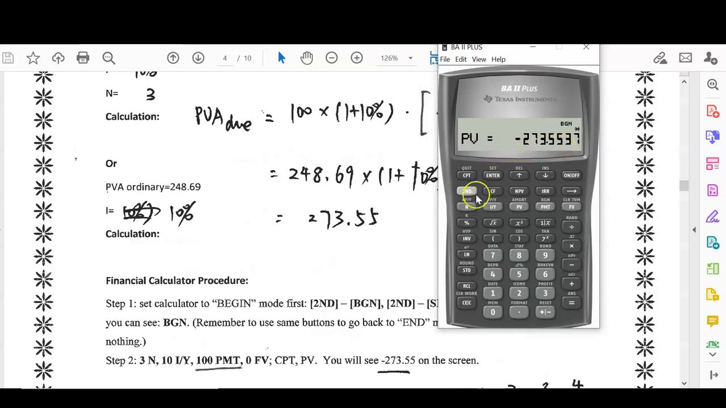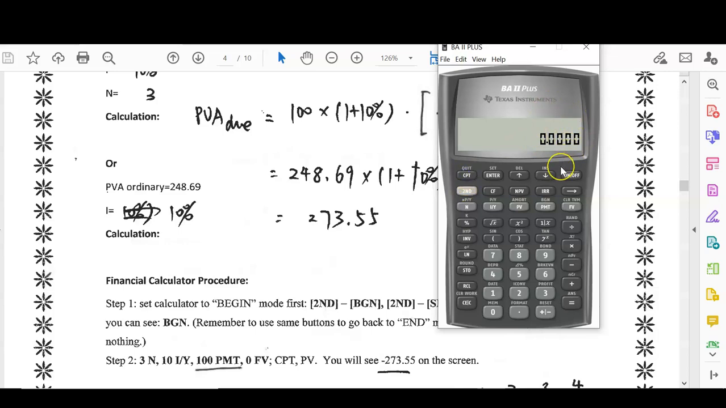And again, after you work on this question, you see a BGN mode. We always want to switch it back to the end mode, because that's more often used. In case you forget, when you start working on the next question about ordinary annuity, I would suggest that every time after you work with annuity due, you change back to end mode, the default mode, by pressing second begin, second set, second quit. Nothing is on the screen for now.